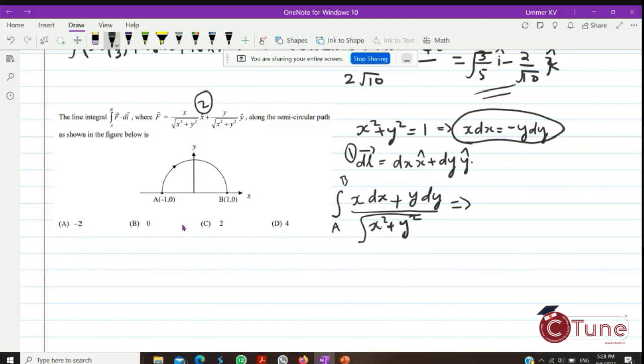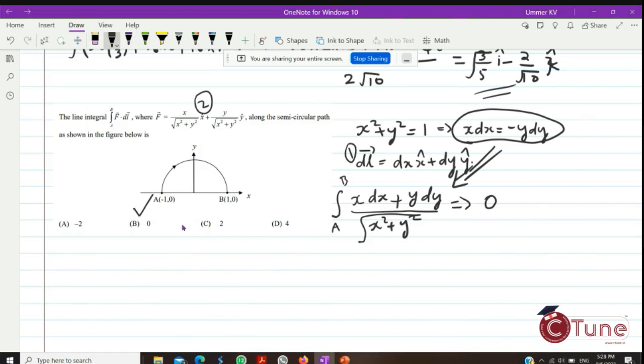Then what will be the integral for this one? Just tell me. x dx is equal to minus y dy, so substituting in this expression, what will be the integral? Just reply to me. 0. Yes, it will be 0, right? So the answer will be B. Option B will be the answer.